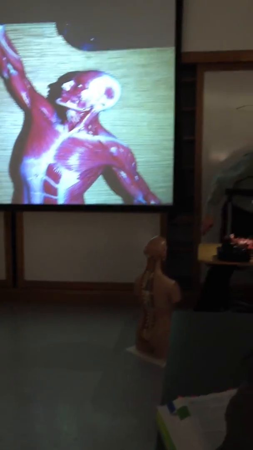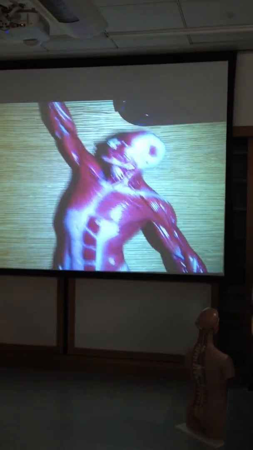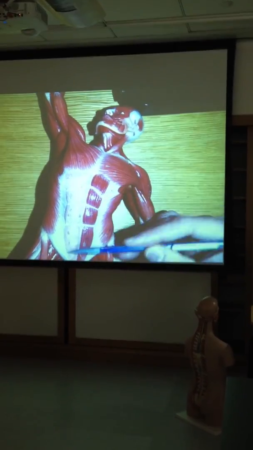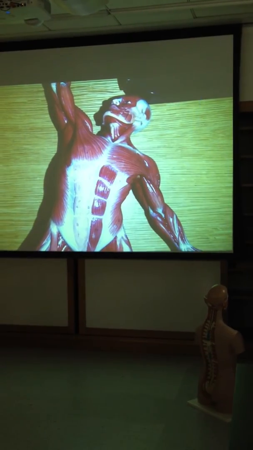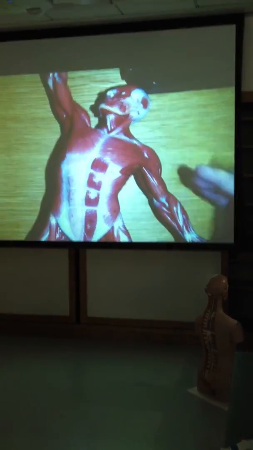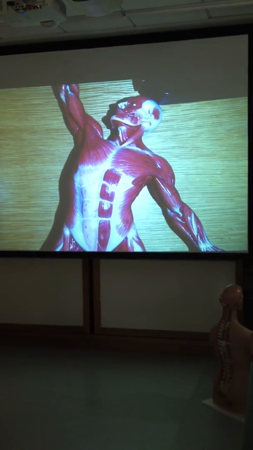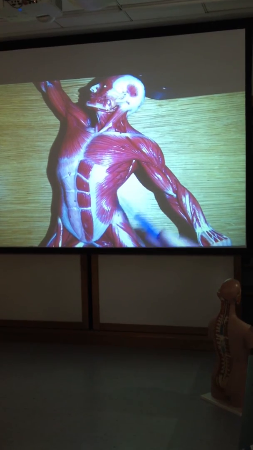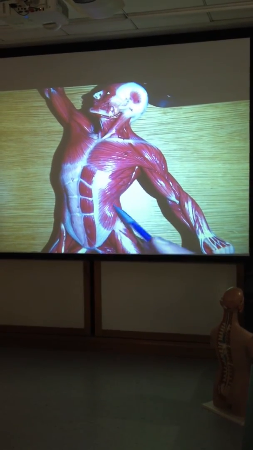Rectus abdominis. That's your six-pack ab muscle. The rectus abdominis is a big flexor of your trunk. What else? External oblique is the muscle that comes in from the side here. That's the external oblique.